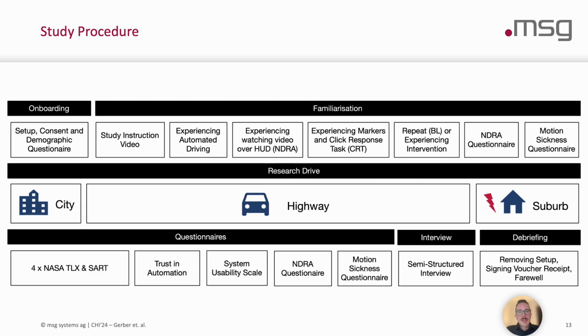After the drive, participants filled out several surveys: the Situation Awareness Rating Technique, Unweighted NASA TLX, Trust in Automation, System Usability Scale, and a Motion Sickness Questionnaire. In the end, they were further debriefed in a semi-structured, open-ended interview.